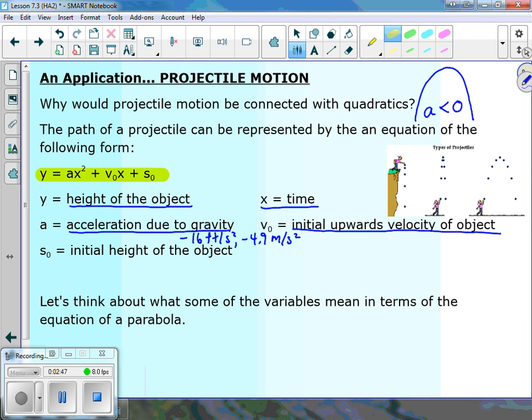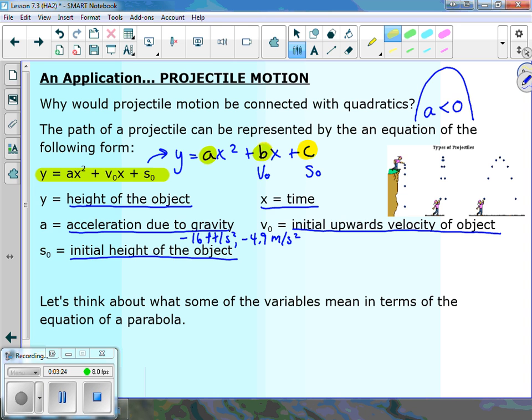S sub 0 is the initial height of the object. Sorry for that weird variable s there. That's a little strange that they use s instead of h, but our textbook uses s sub 0. If you notice, you do basically have the general form of a quadratic, y equals ax squared plus bx plus c. I'm just renaming b as v sub 0 and renaming c as s sub 0 for initial velocity and initial height respectively.